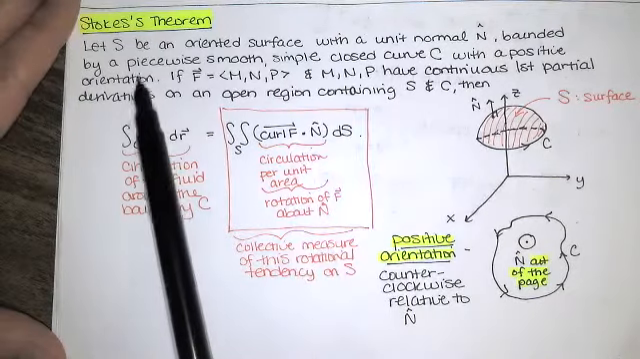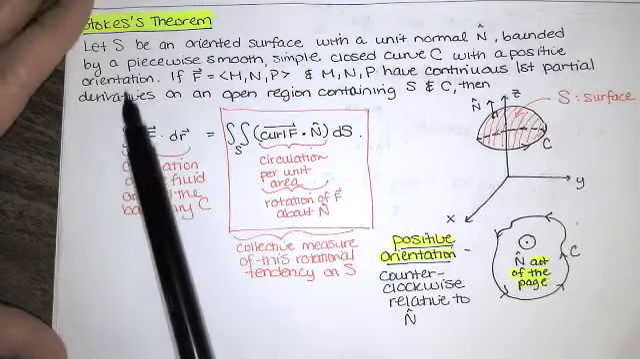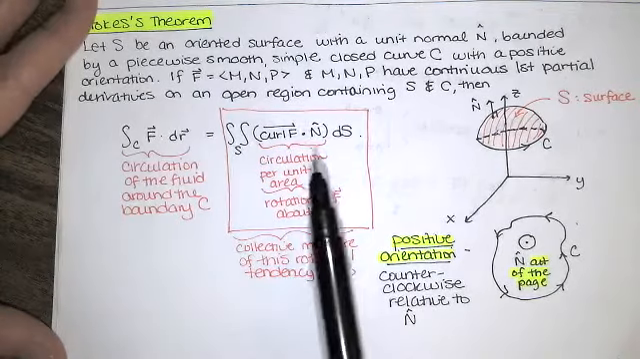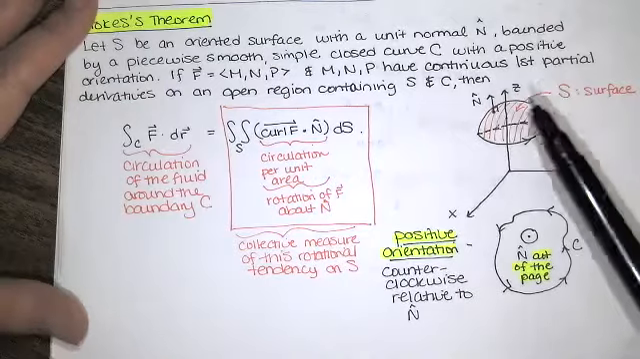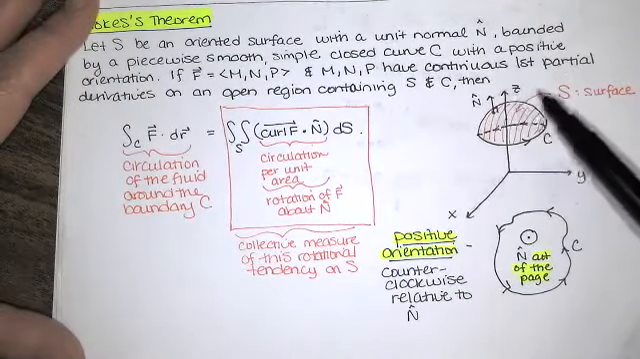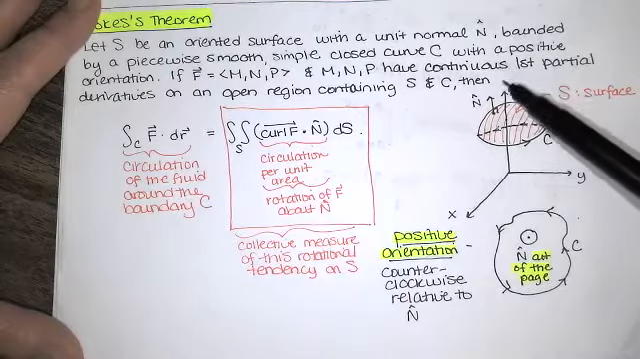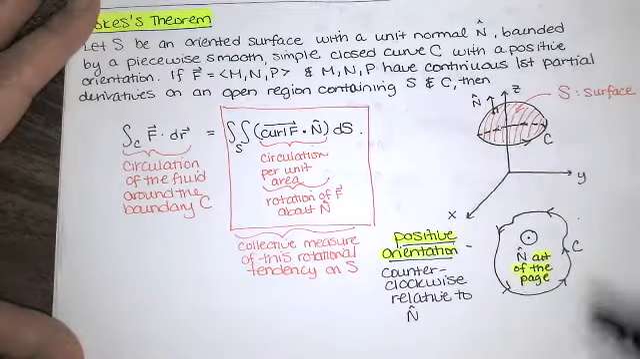And it has to have what's called a positive orientation. Now, what we mean by that is, if this is the normal vector n hat, and we're, let's say, standing above this, so we're maybe above the positive z-axis and we're looking down.